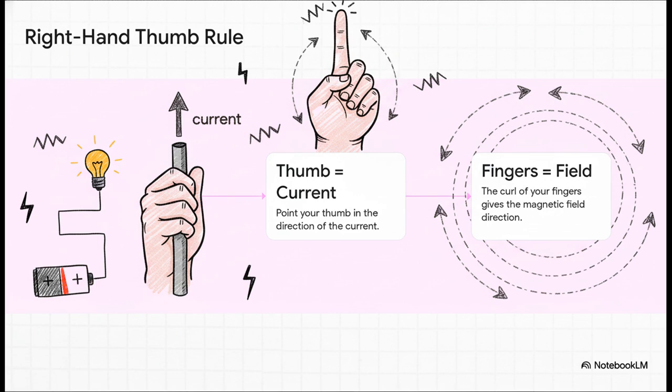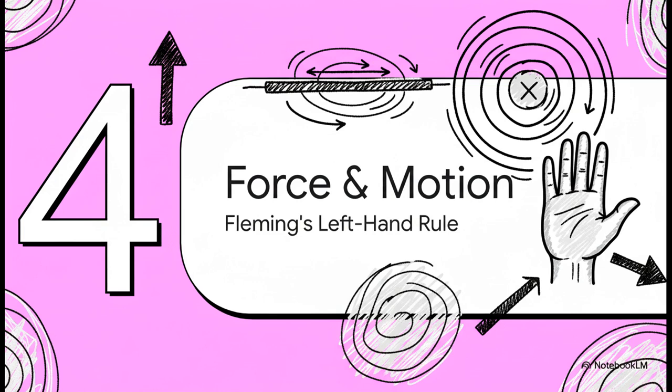For that, we have a very simple rule, the right-hand thumb rule. I want you to do this with me right now. Take your right hand. Imagine you're holding the wire. Now, point your thumb in the direction the current is flowing. Got it? The direction in which your fingers are curling around the wire, that is the direction of the magnetic field lines. It's that easy.